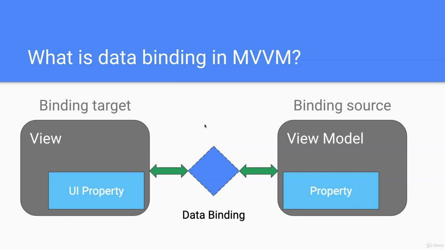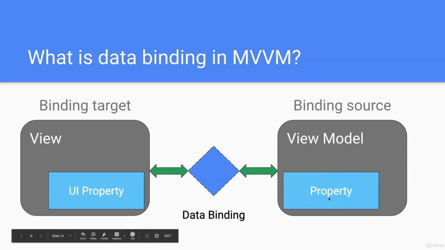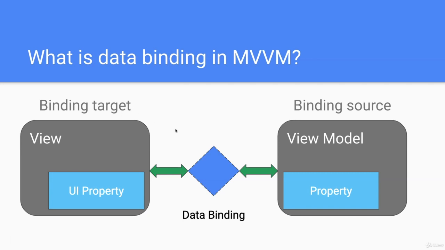How exactly are view and view model properties connected? Well, the view model is the binding source in our case. It exposes a public property with some data. On the other side, we have the view, which is the binding target. It has a UI property on some control. This property can be a text property on a label, for example. And the data binding is what connects these two properties. So when the property in the view model changes, the property in the view is also automatically changed.